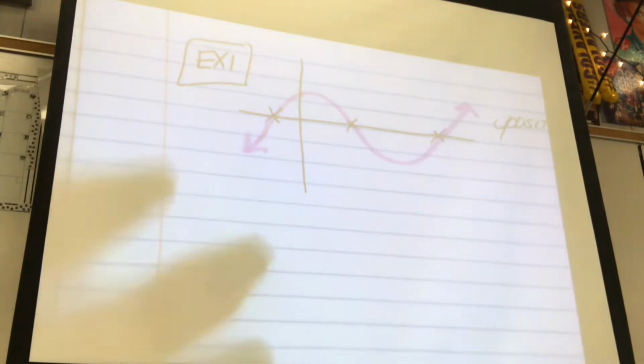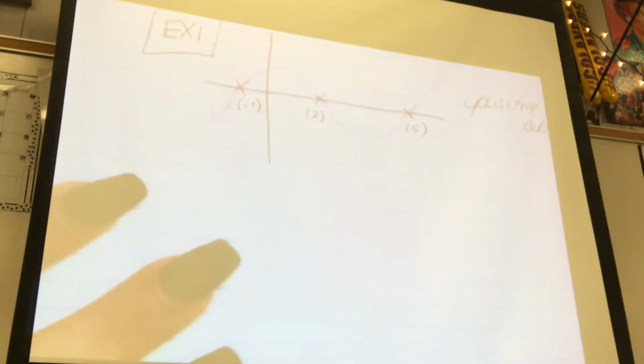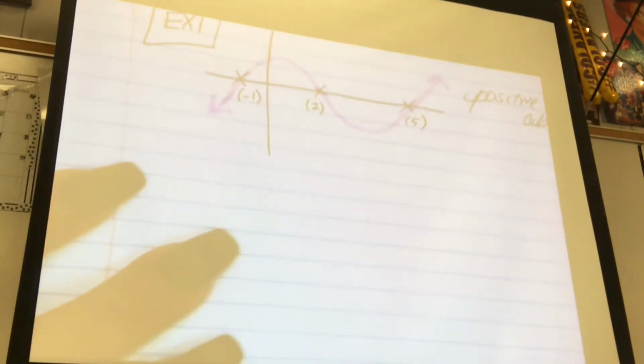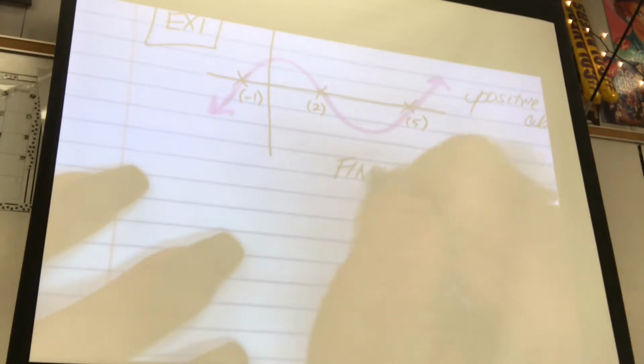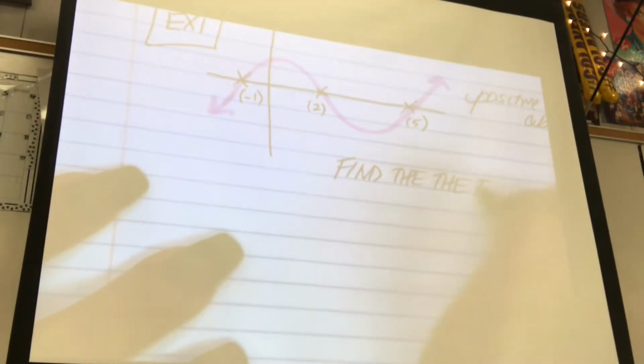All right. So here we go. Let's say that this root is -1. Let's say this root is 2. And let's say this root is 5. Find the function to describe the cubic. That's what I'm going to be asked to do.